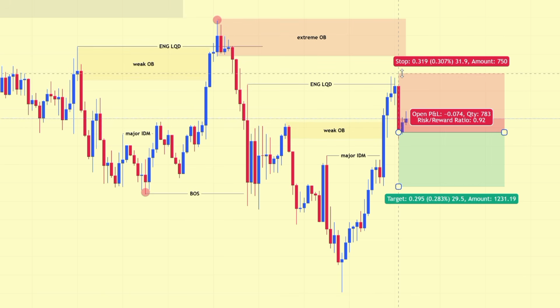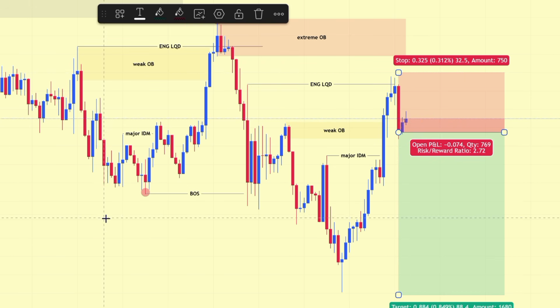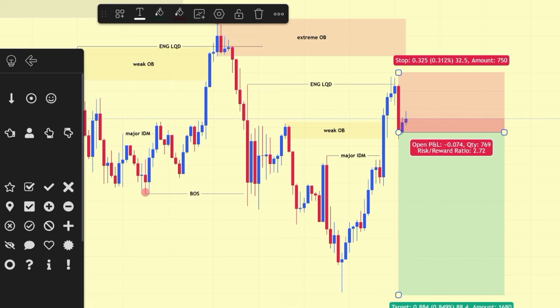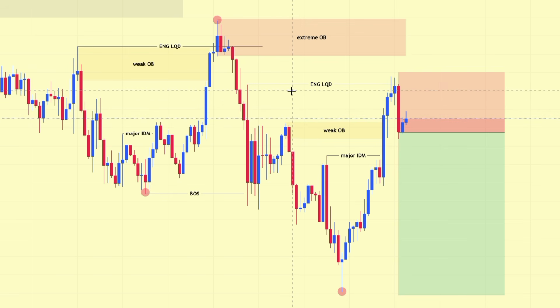So I will take that, of course, my stop loss there, and of course I'll be targeting this external low, and that will give me a 2.7. So that's a favorable RR. We can clearly see that that's our external low. And by the way, know that the engineering liquidity sweep can fail, and if it fails, then we'll be looking forward to the extreme OB, which is the most probable zone to take a trade from.